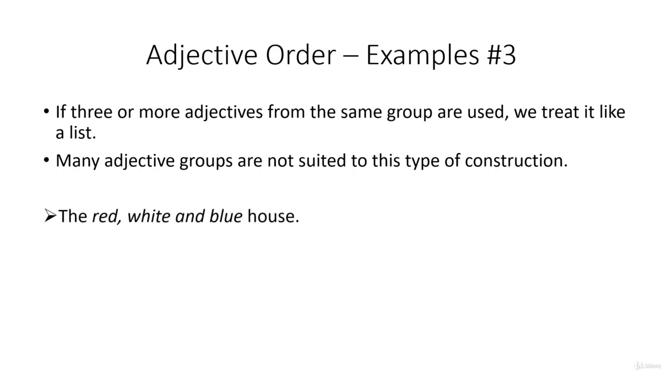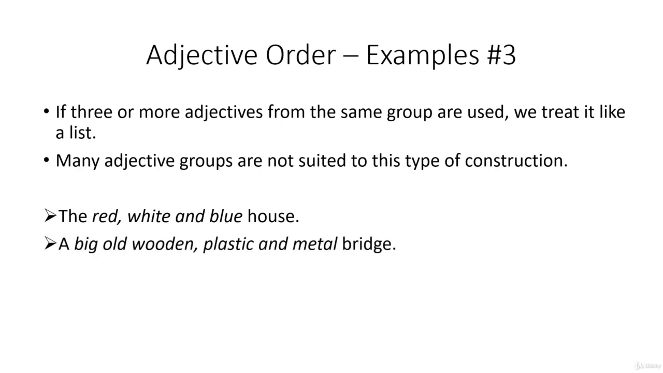So the red, white, and blue house. So red, white, and blue all come from the color group, and we treat it like a list: red, comma, white, no comma, and blue. And if we have other groups with it, we'll have the big old wooden, plastic, and metal bridge. So big and old come from different groups.